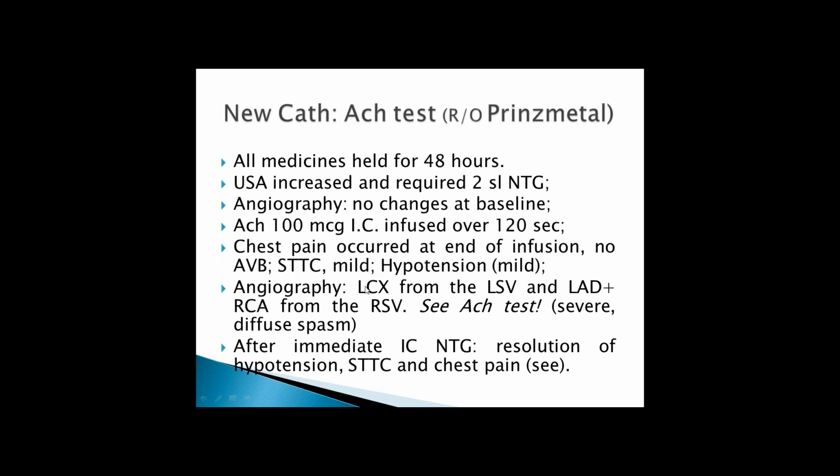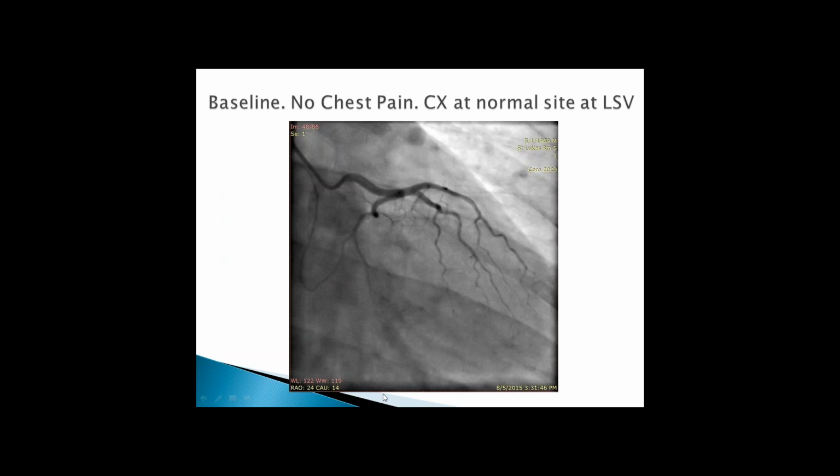Angiography showed the left circumflex coming from the normal left sinus of Valsalva, but the left anterior descending alone coming from the right sinus of Valsalva. We will show the acetylcholine test in a series of pictures. After provoking the symptoms and showing the changes with angiography, we gave nitroglycerin, which resolved the hypotension, ST changes, and chest pain. So everything was consistent with this being the mechanism of the symptoms.